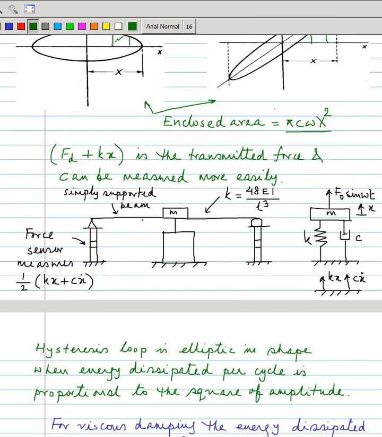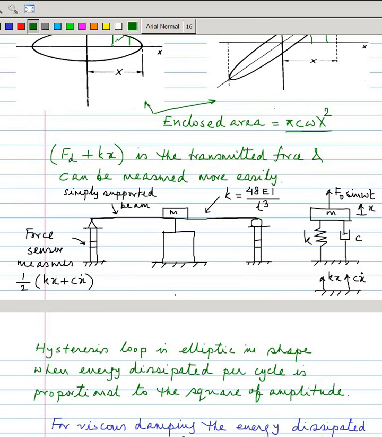Now the beam can be modeled by a spring and a damper in parallel, where this k is 48 EI by L cube. This is the mass, and this is the excitation force, and the force transmitted to the ground is kx plus cx dot. That means this force sensor measures half of kx plus cx dot, and this force sensor measures the other half. So it is easier to measure kx plus cx dot together, and it is difficult to measure it separately.